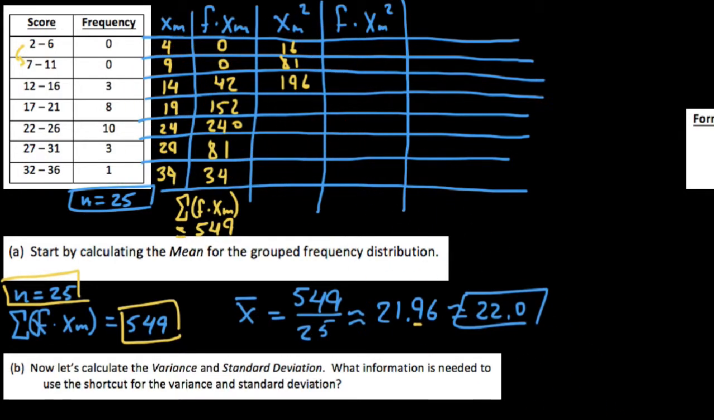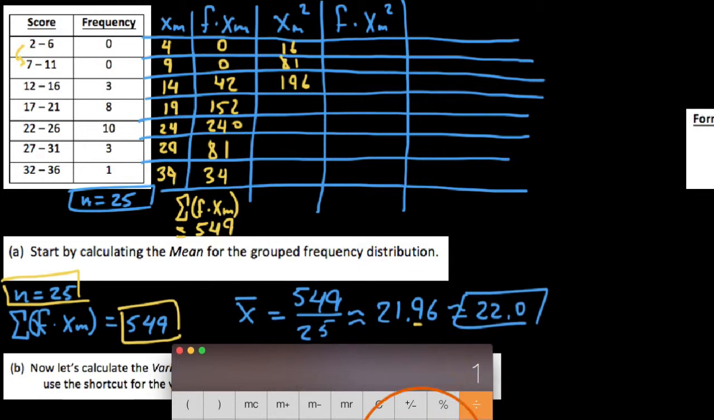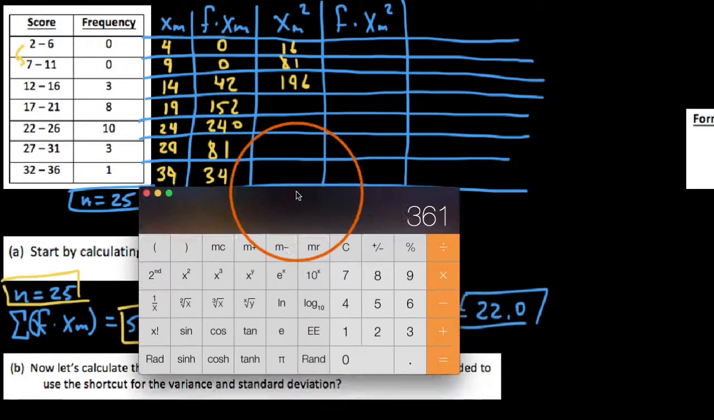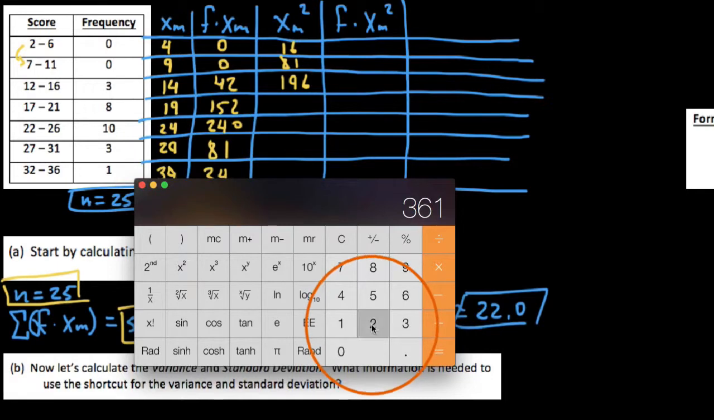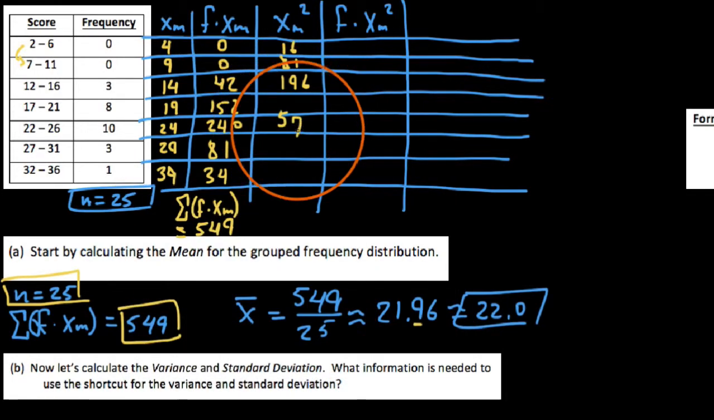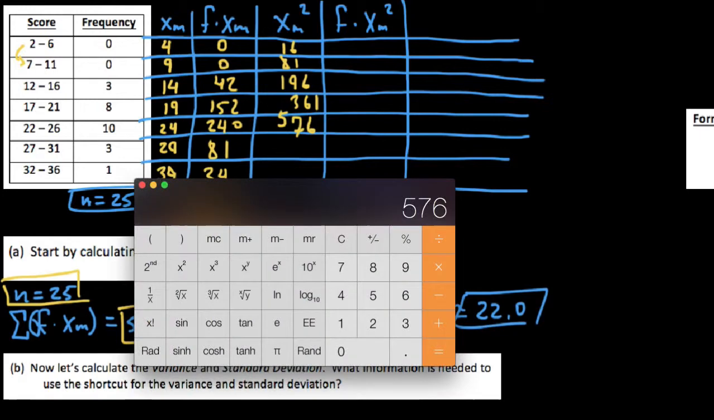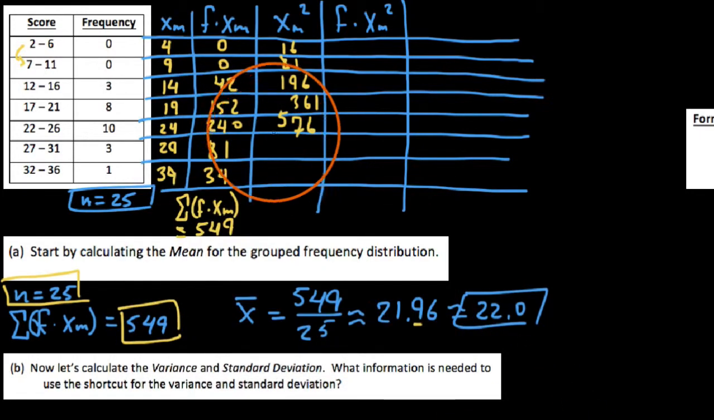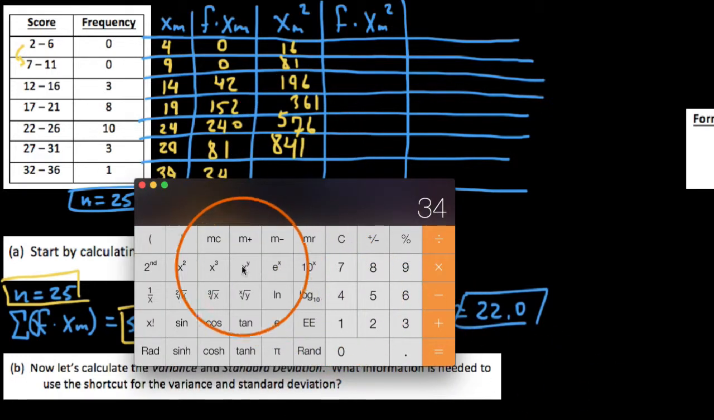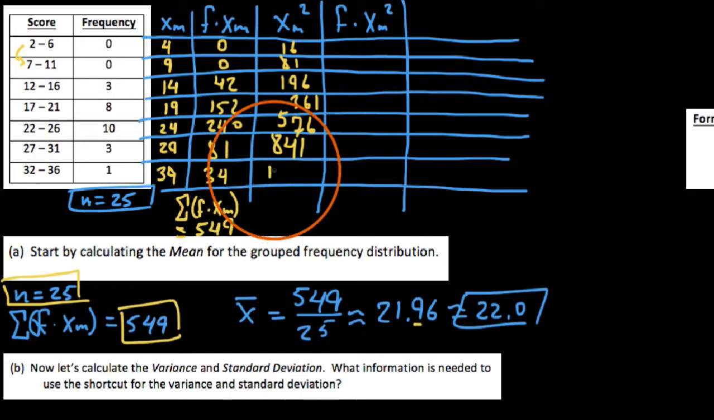19 squared, I have to think about this one. I think it's 361, so 19 squared is 361. We need 24 squared. 24 squared is 576. So 576, this is 361. We need 29 squared and 34 squared. So 29 squared is 841, and then 34 squared is 1156.